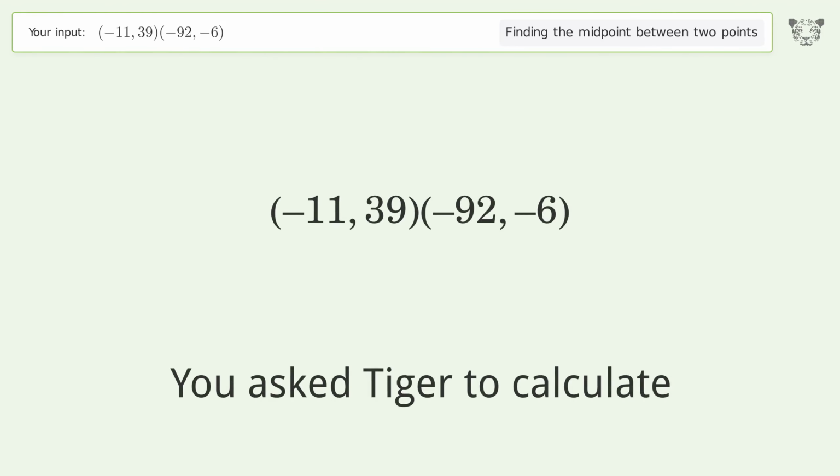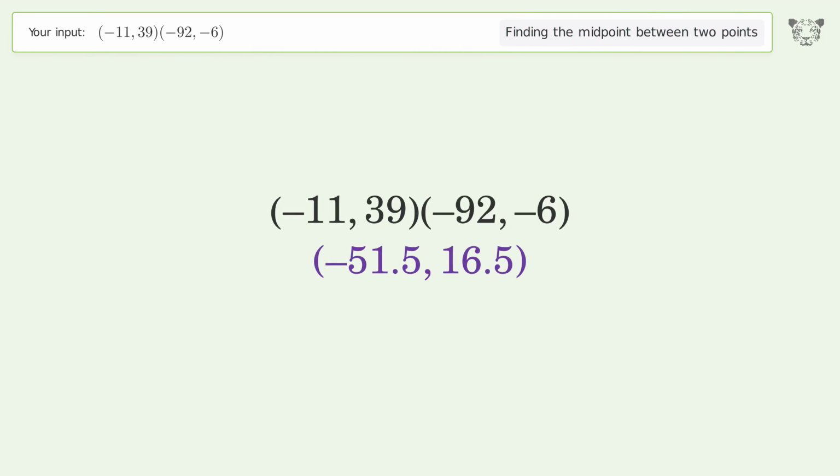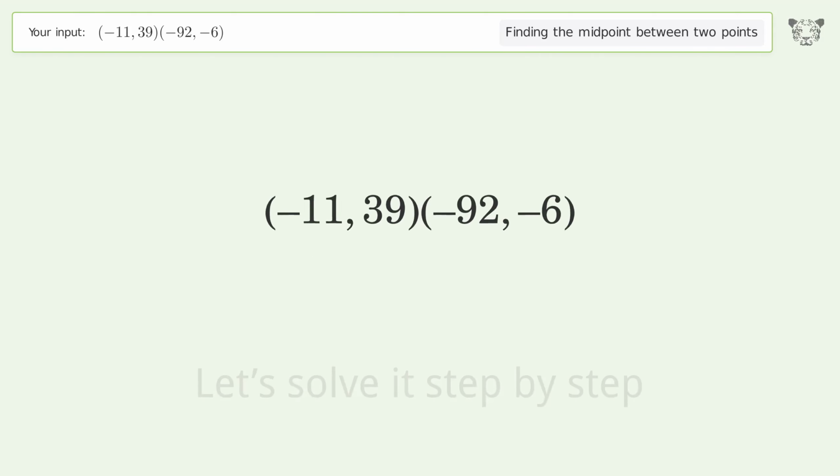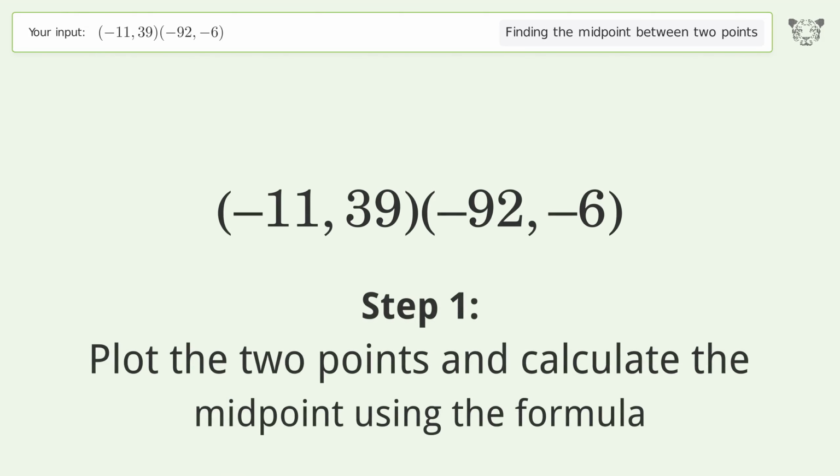You ask Tiger to calculate. This deals with finding the midpoint between 2 points. The midpoint between the 2 points is negative 51.5, 16.5. Let's solve it step by step. Plot the 2 points and calculate the midpoint using the formula.